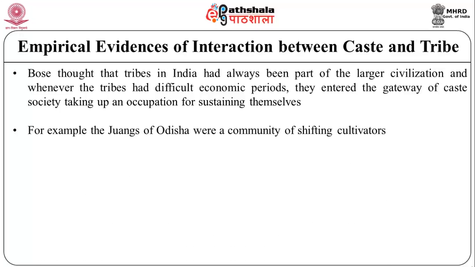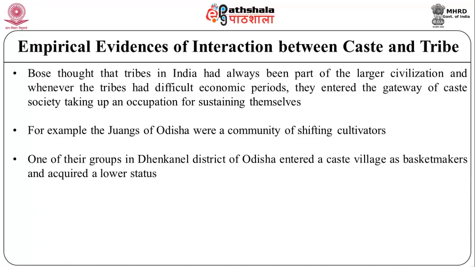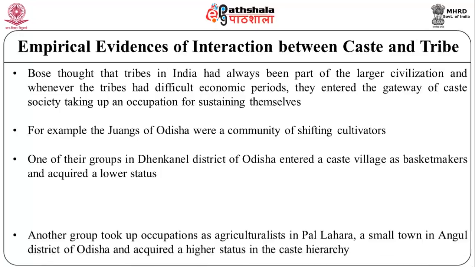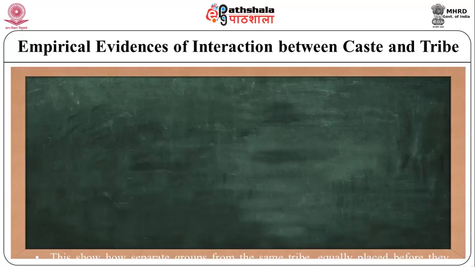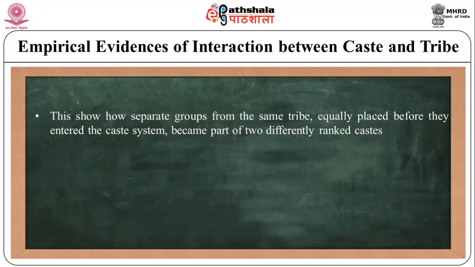For example, the Juangs of Odisha were a community of shifting cultivators. One of their groups in Dhenkanal district of Odisha entered a caste village as basket makers and acquired a lower status. Another group took up occupations as agriculturists in Bolangir, a small town in Angul district of Odisha, and acquired a higher status in the caste hierarchy. This shows how separate groups from the same tribe, equally placed before they entered the caste system, became part of two differently ranked castes.